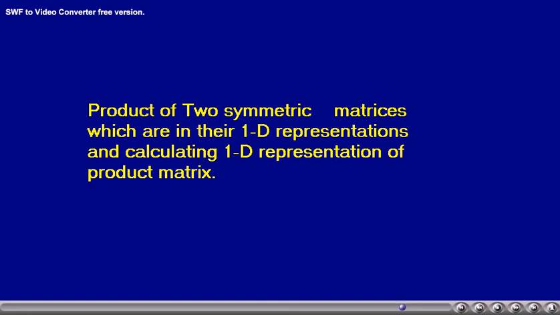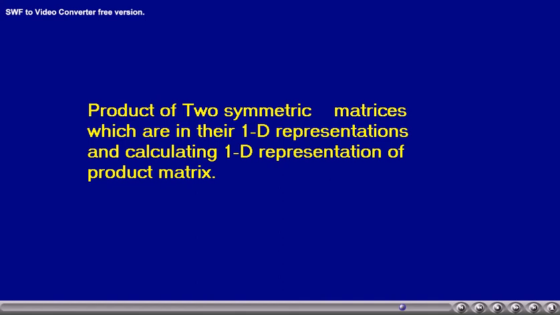In the following slides, we will demonstrate how one element of the product matrix will be calculated. If we want the zeroth element, then the zeroth row of the first matrix has to be multiplied with the zeroth column of the second matrix. Remember, both the matrices are in 1D fashion. They are represented in the 1D array.